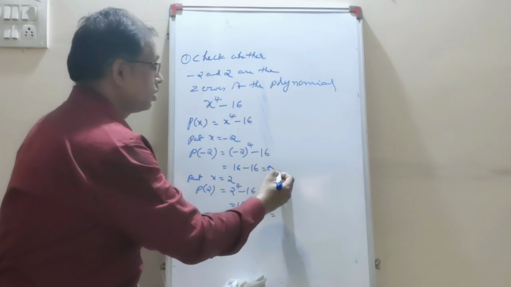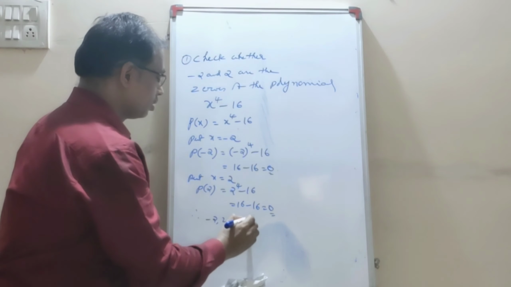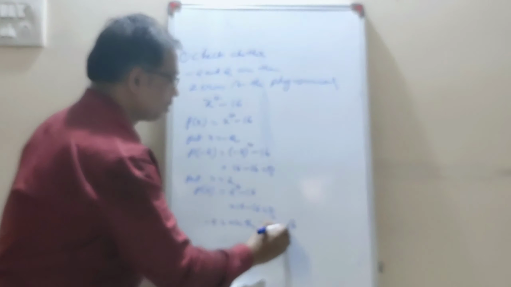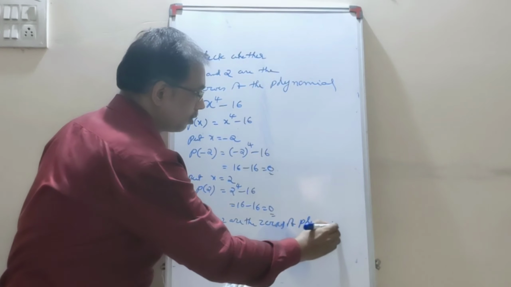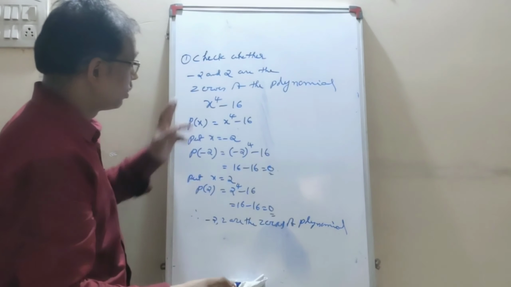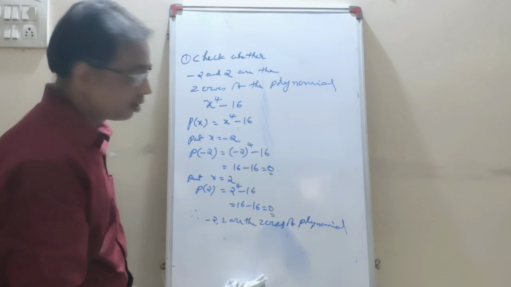So here we can write minus 2 and 2 are the zeros of the polynomial. If you get 0 by substituting the given x value, then that value is known as a zero of the polynomial.